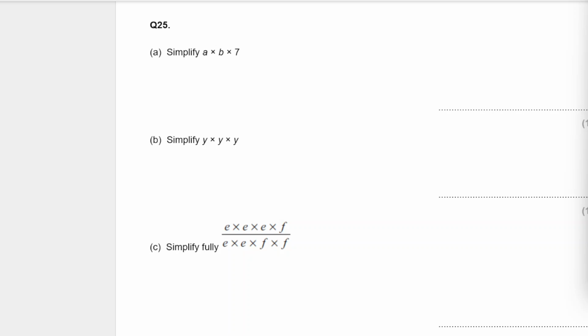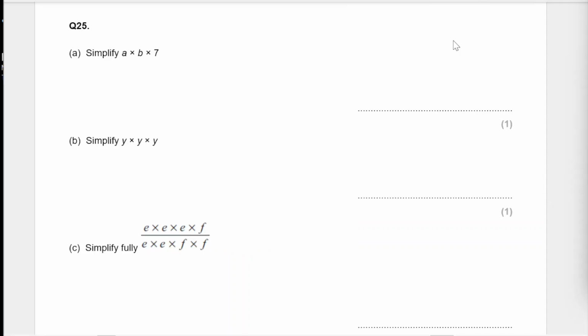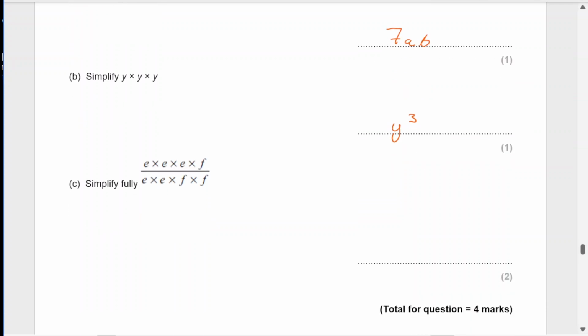Okay, question 25. So first part, simplify a times b times 7. Well, we can take the multiplication symbol there and put the 7 first of all, so that would be 7ab. Simplify y times y times y, that would be y cubed. And then for this one, I'm actually going to cross out. So we're just left with e over f.